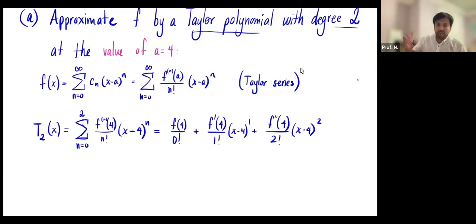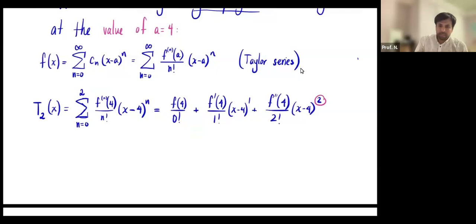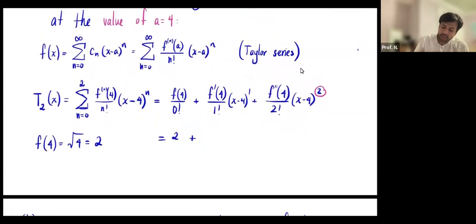This is part of the series where we stop at the degree being 2. And this represents the Taylor polynomial of my function. So the first order of business is to identify what is the value of the function at 4. Well, it's just the square root of 4, which is 2. So I can replace that with 2 plus, and then f prime.